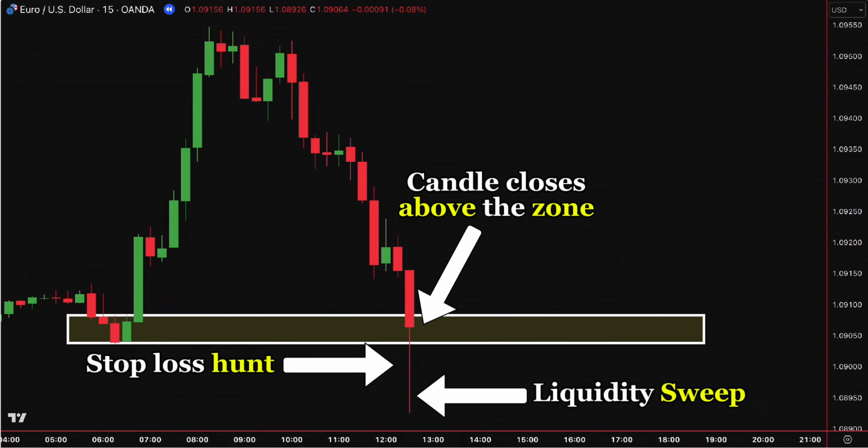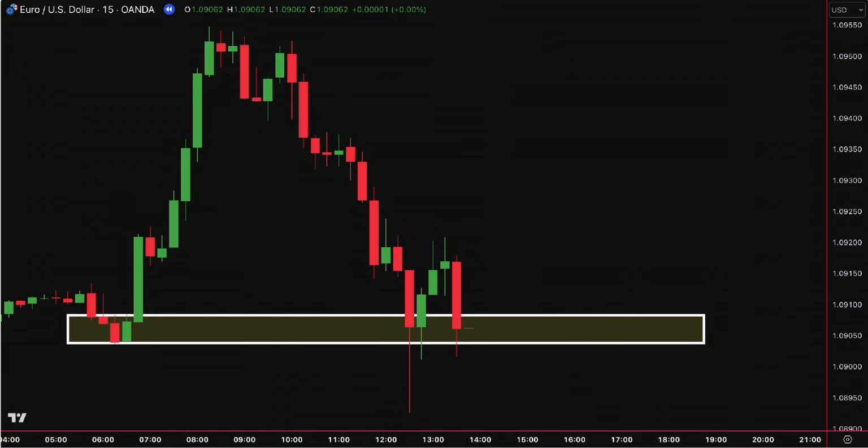This is a clear liquidity sweep. Smart money just grabbed liquidity, filled their buy orders at a discount, and rejected the breakdown, signaling a strong reversal ahead.